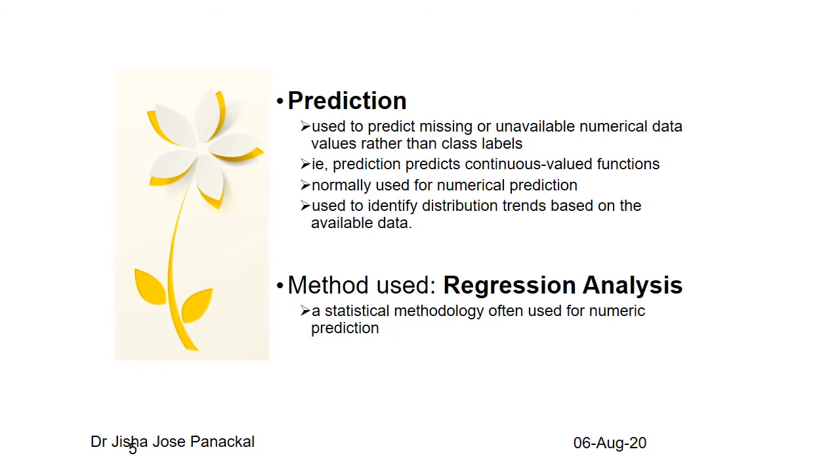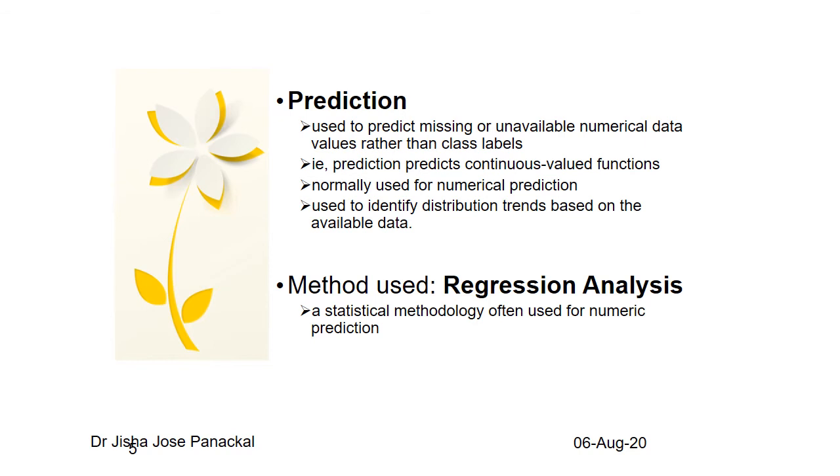Then prediction. We have seen what classification is, and there is a slightly different concept, that is prediction. Classification and prediction are similar, but they are different. So what is a prediction model?